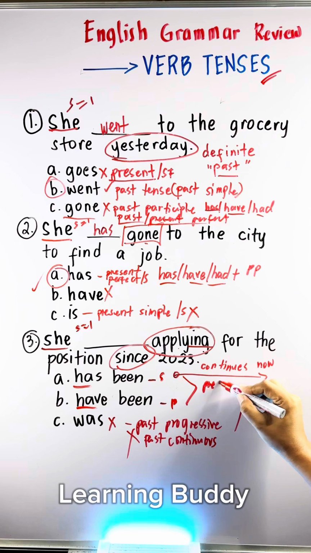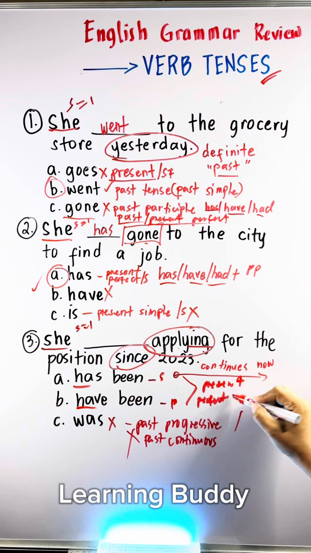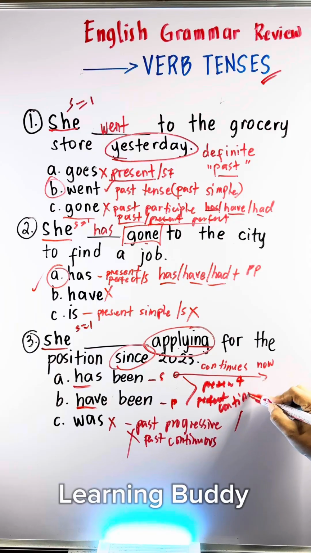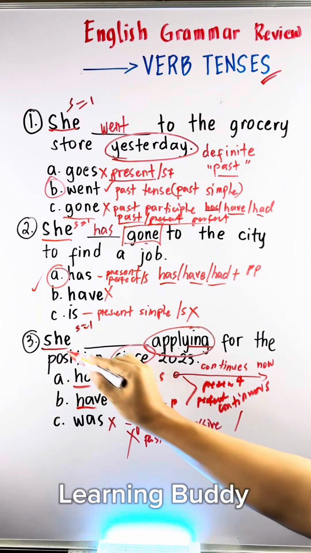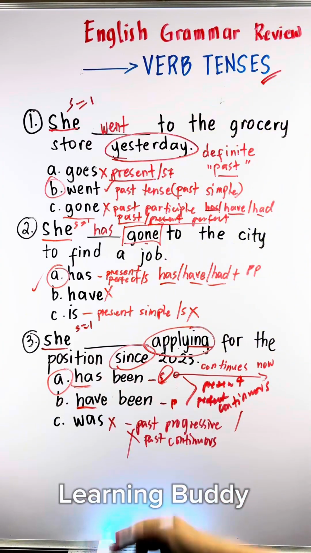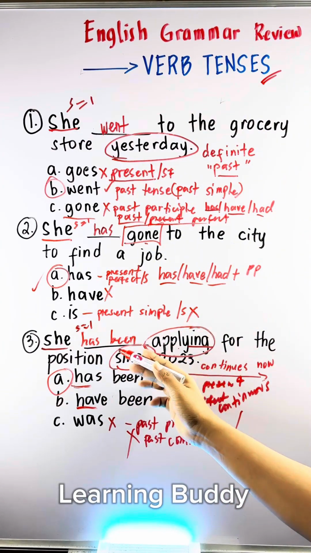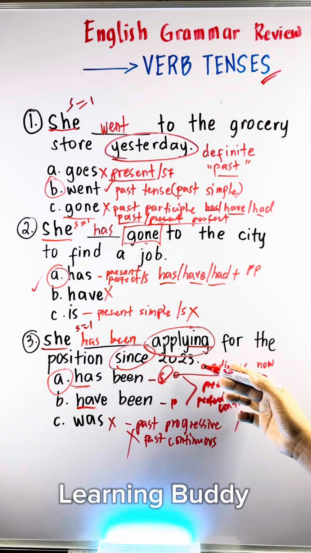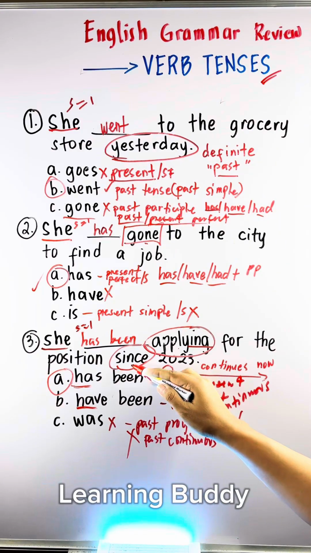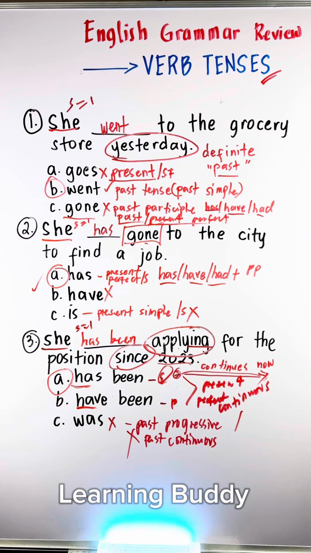For us to provide the correct verb phrase, we need to identify the subject's count. The subject is she, and that is singular. The pronoun she is singular. Present perfect continuous uses the singular helping verb has. She has been applying for the position since 2023. Again, the reason why we chose has been is because the subject is singular, so use has and not have. Again, the tense of the verb is present perfect continuous.